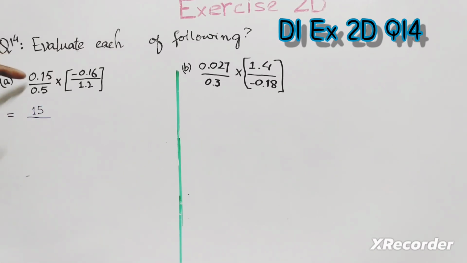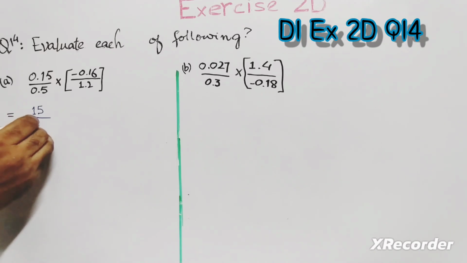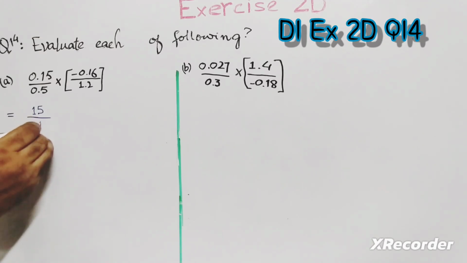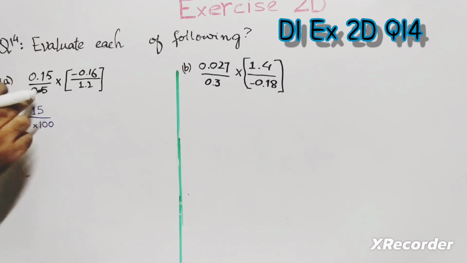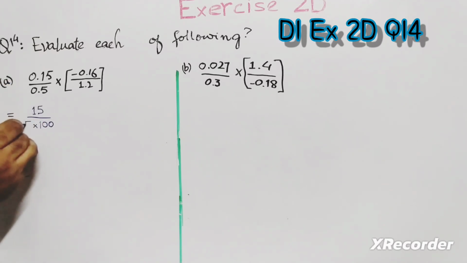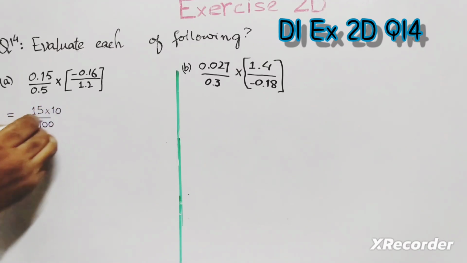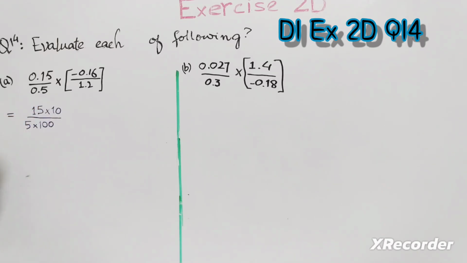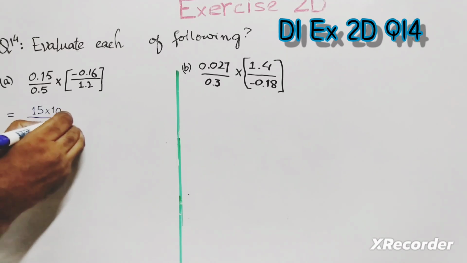We have to convert this 0.15 into 15 divided by 100, and this 0.5 can be written as 5 divided by 10. So we can write 10 in the denominator. Similarly, the multiply sign.